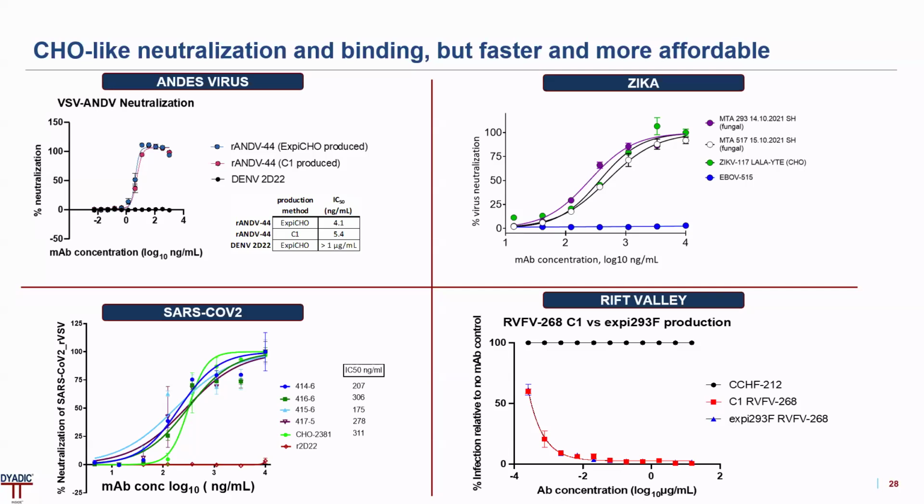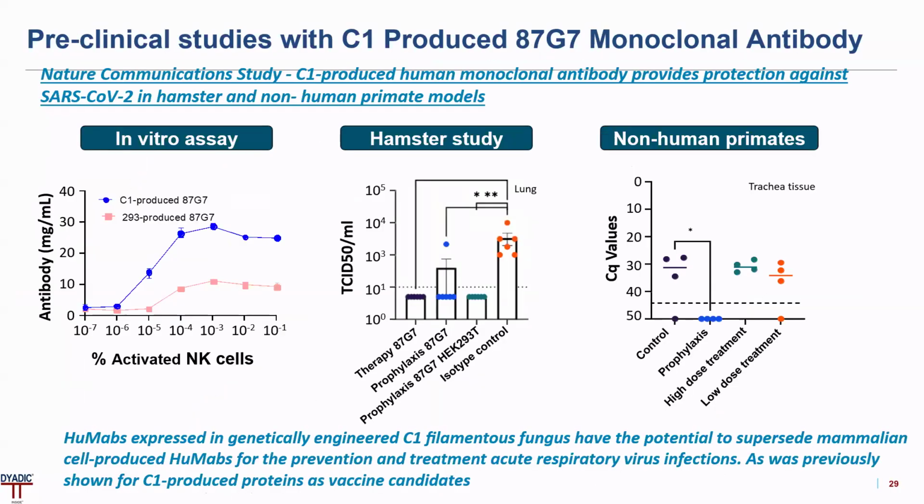So we worked with Jim Crowe's lab during the pandemic, and prior to that, on Andes virus, on Zika, on Rift Valley, and SARS-CoV-2. And you can see that the neutralization and binding is identical to the monoclonal antibodies produced from CHO cells for all these different antibodies. We then did a preclinical study. This particular study was done by Albert Osterhaus and a group of scientists in the European Union. And they first did a hamster study, and then they did a non-human primate study. And it showed that the C1 produced mAb was equal, if not better, than the mAb produced from the CHO cells in solving the problem here for a COVID antibody.